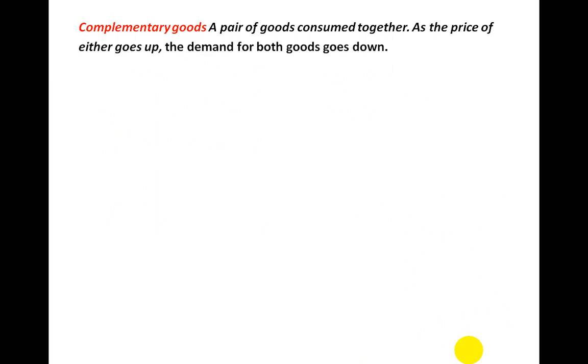There are goods that are called complementary goods. So the idea for complementary goods is a pair of goods consumed together. What does that mean? That means, for example, a cell phone and its charger. They are complementary because without the charger, how can you charge your phone? So if you get a phone, you need to buy a charger. You cannot buy a phone and leave the charger. So these two are complementary.